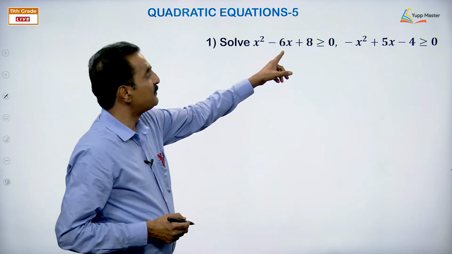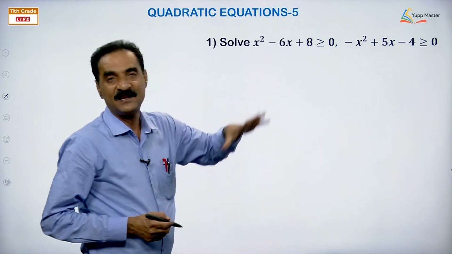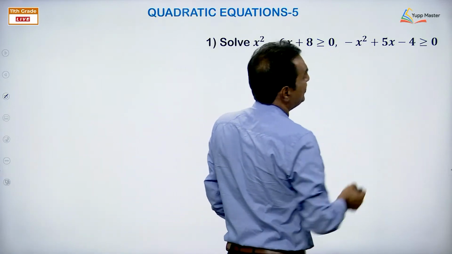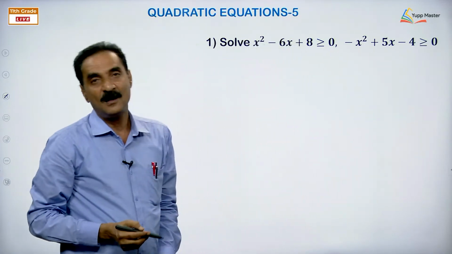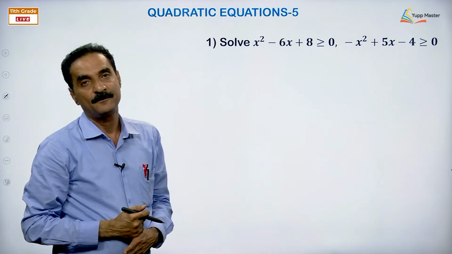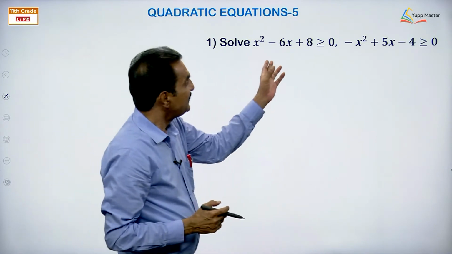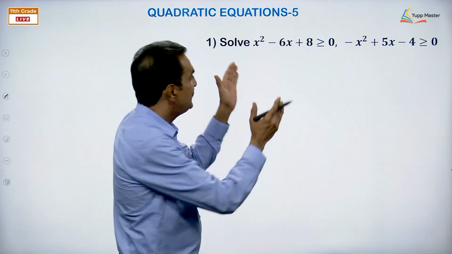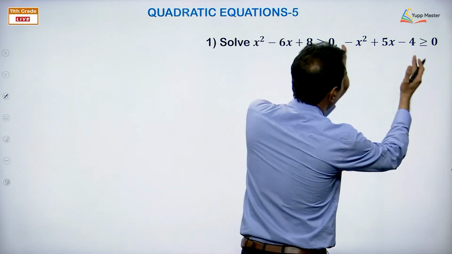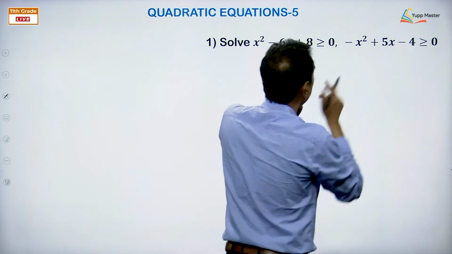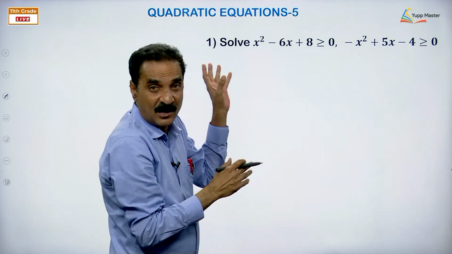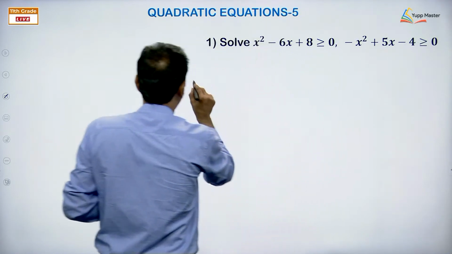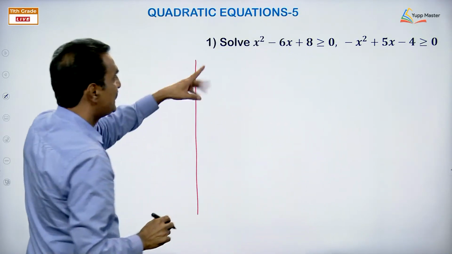Solve x square minus 6x plus 8 greater than or equal to 0, comma, minus x square plus 5x minus 4 also greater than or equal to 0. When two inequalities are given, we have to find the common interval. Each inequality will have a solution, but both must be true, which means we have to take the common interval of the two solutions. Let us solve them separately.